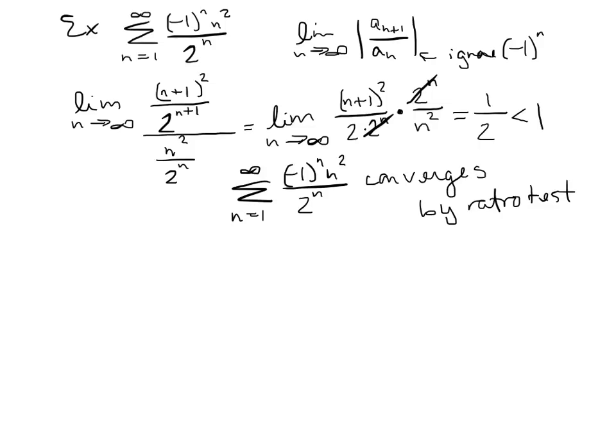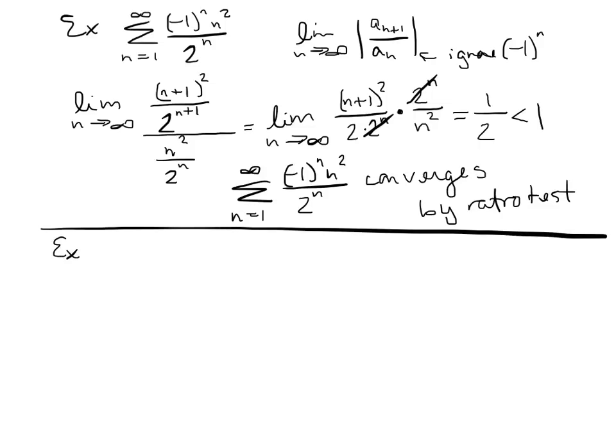All right. Let's see. I think I can do another example on this sheet. So let's look at the sum from n equals 0 to infinity of negative 1 to the n, n factorial divided by 4 to the n.